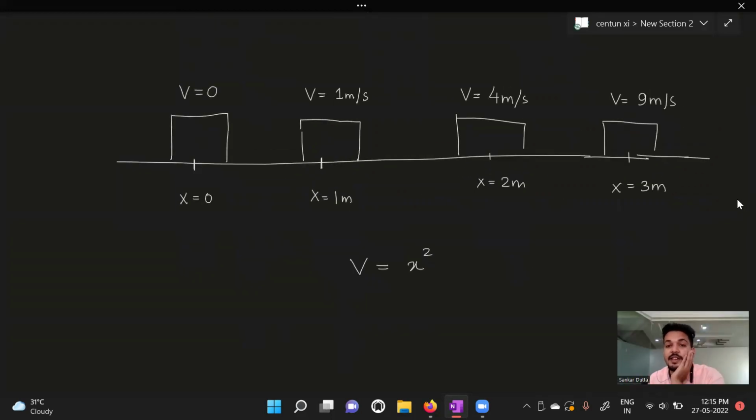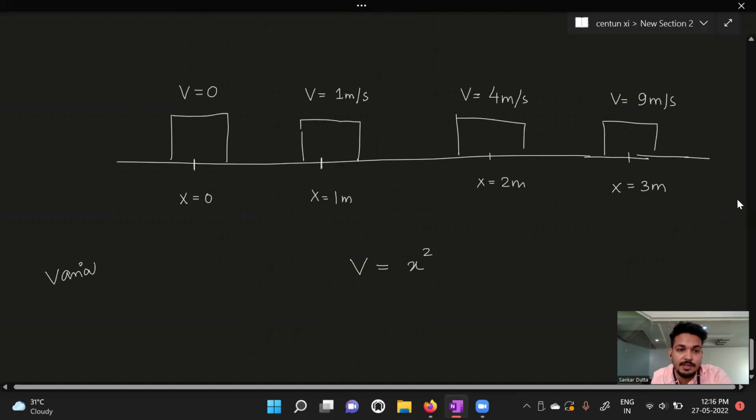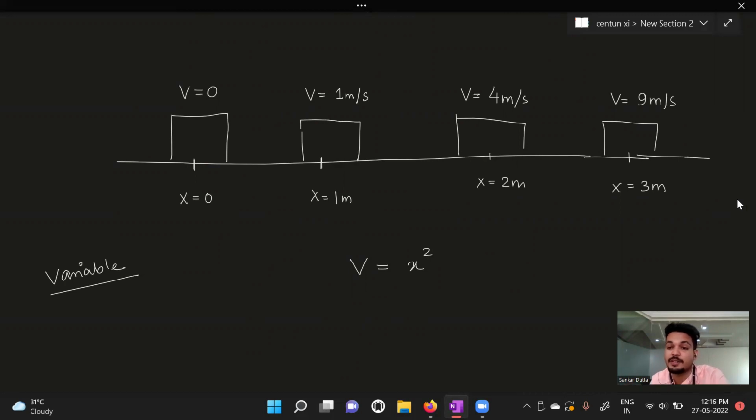Okay. So these kinds of scenarios where you have variable physical quantities, the word is variable. Variable means it's changing. It's changing with respect to something. Here this is a variable with respect to displacement. Sometimes it may also be a variable with respect to time, right? So when you say variable, you should also add, with respect to what? With respect to what is your physical quantity varying?